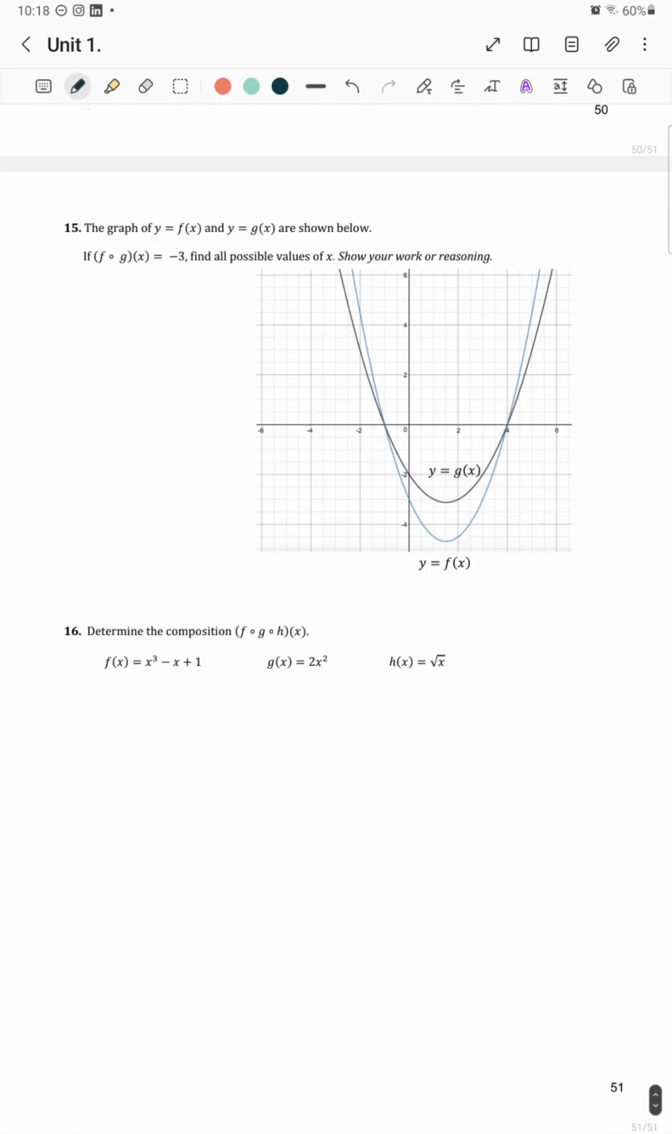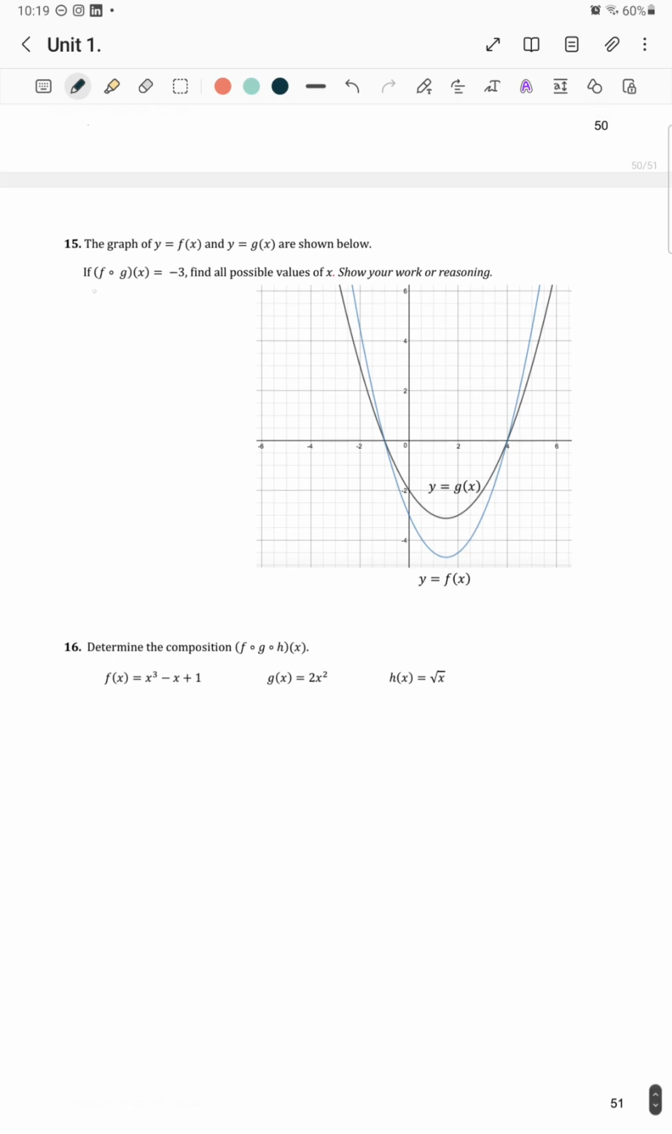The graphs y equals f of x and y equals g of x are shown below. If f of g of x is equal to minus 3, find the possible values of x, showing the working. So it means if g of x is equal to a, f of a is equal to minus 3. The value of y is minus 3 at minus 2.